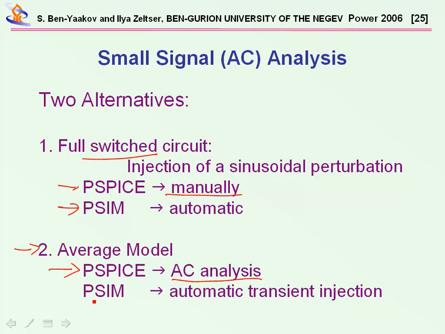In case of PSIM, you still have to do injection of the sinusoidal perturbation. The reason is that PSIM does not do, strictly speaking, AC analysis, that is linearizing the circuit, but it's doing it through consecutively running transient analysis again and again on different injections of the perturbation.